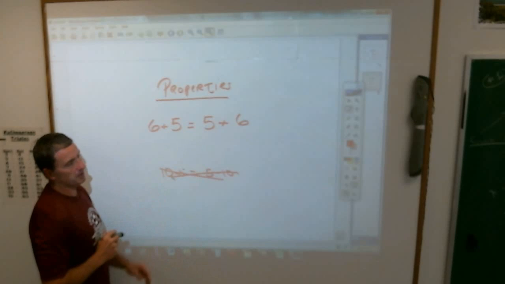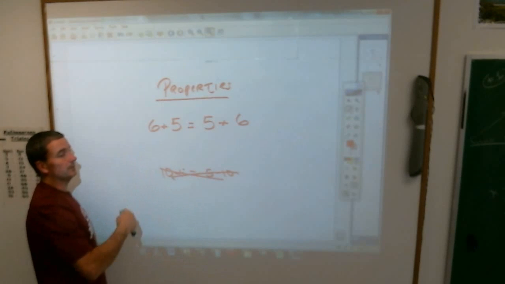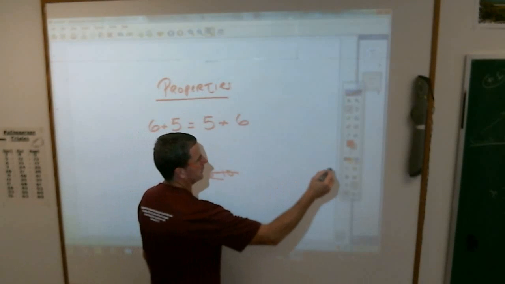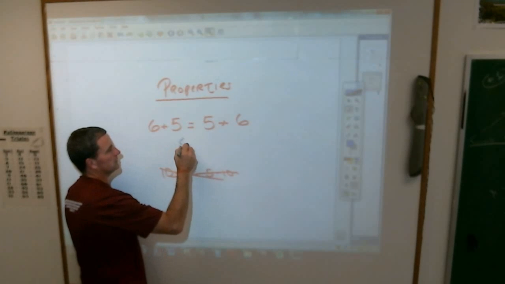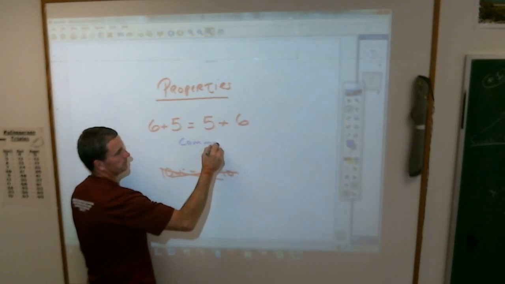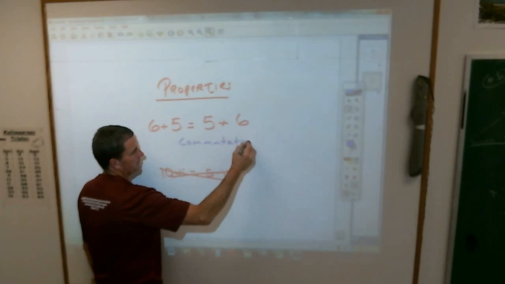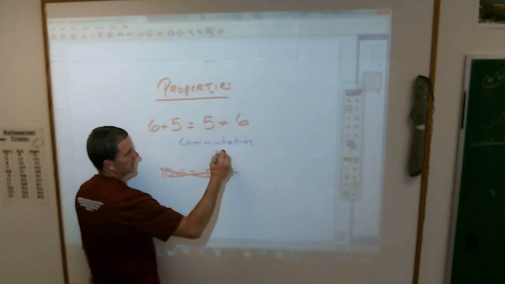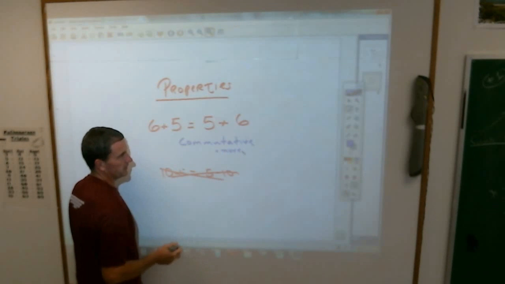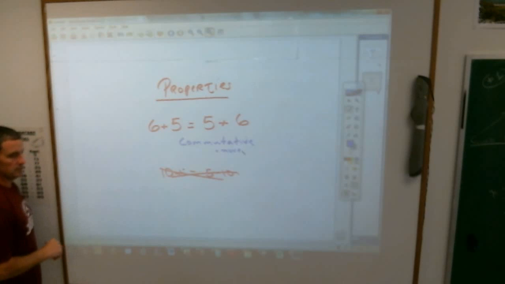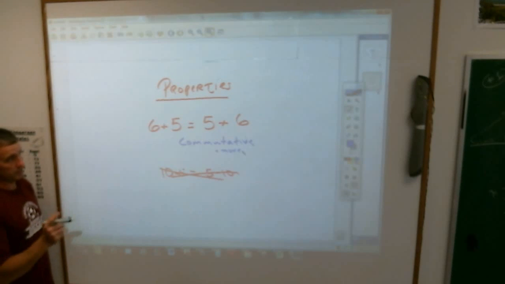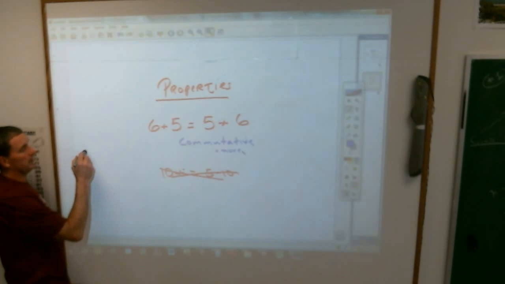This little property here, when you take numbers and flip them or move them, is called the commutative property. Commutative kind of means you move them to different places. And that is the reason why it works for addition, it works for multiplication.